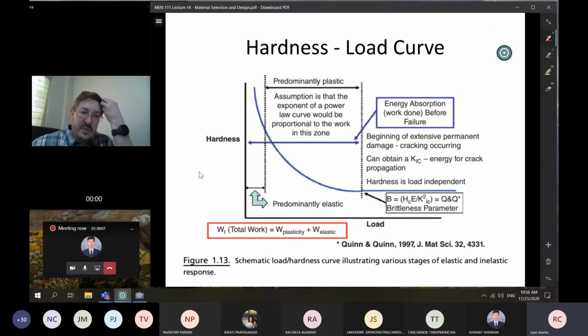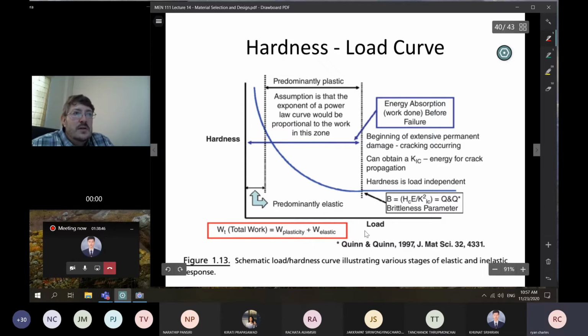Now, something like hardness might actually be useful as a dynamic property. Even though it's a static test, the failure in the material mimics, kind of copies, dynamic failure to some degree. And we've known that for a long time. And you try to study hardness as a substitute for a dynamic property.